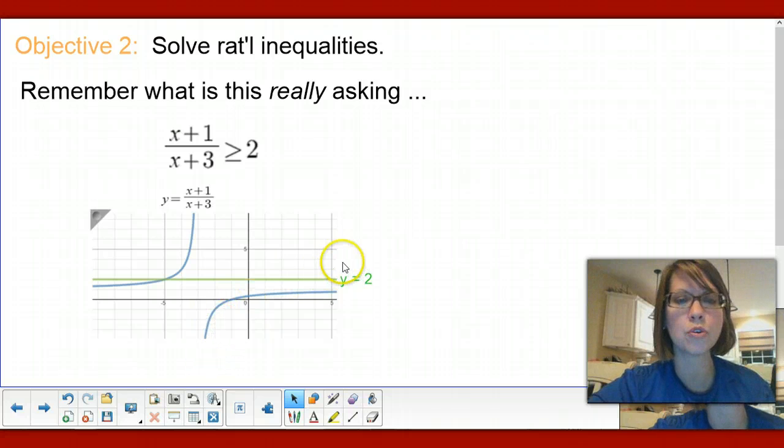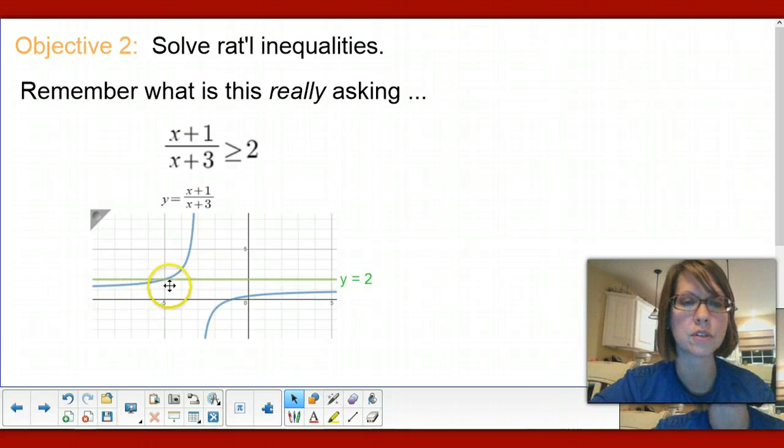And then the blue is the x plus 1 over x plus 3. It's that line. We want to know where the curve is above 2. And so you should be able to see it's this piece right here. Okay, graphically, that's where it's above 2. Let's see how we can find this intersection point exactly and get the solution set.